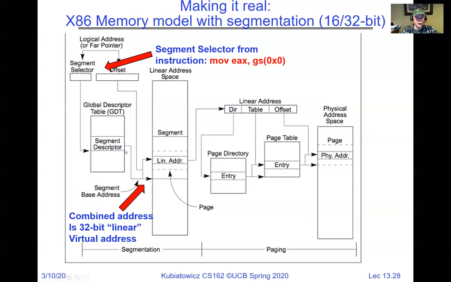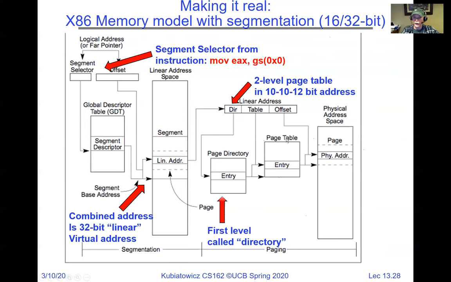And then once we're done, we take the offset and add the base to it. That's what we talked about before. And now that gives us a linear address, which we put into a two-level page table. So the typical x86 translation starts by coming up with a segment selector, which gives you a linear address, and then that linear address is put through a two-level page table. This is exactly what we talked about before, except we're not wasting address bits picking the selector. That comes out of the instruction.